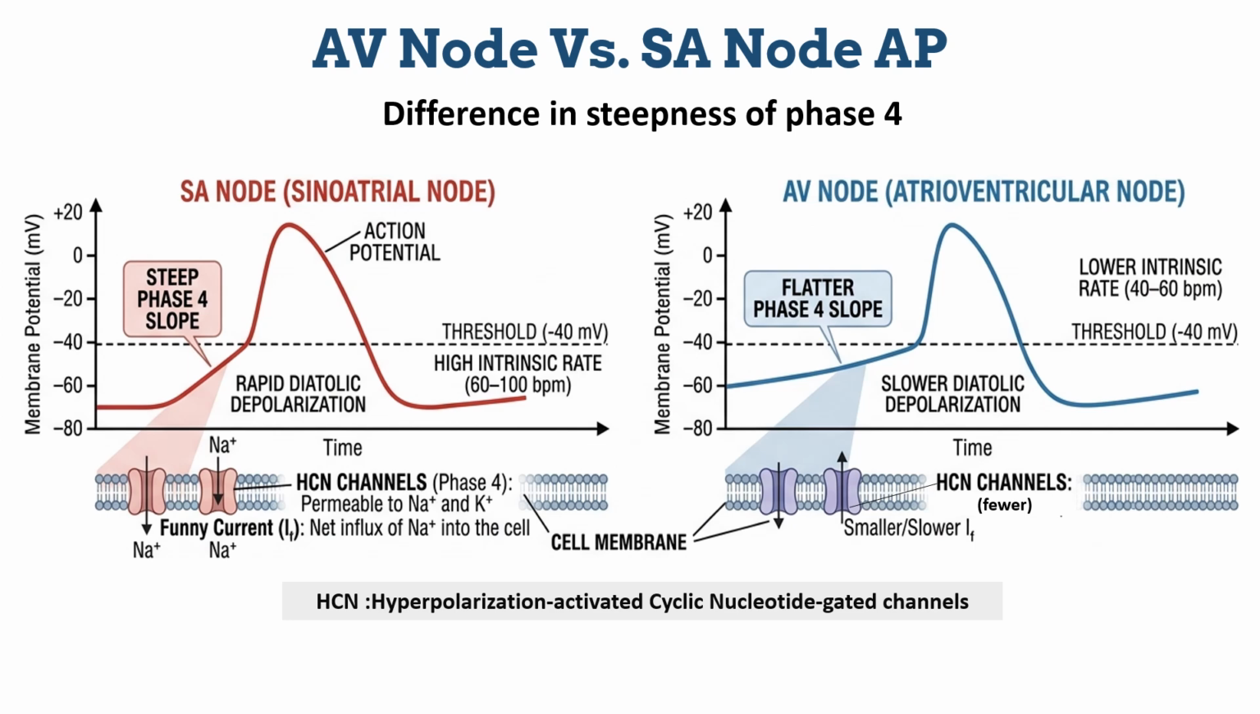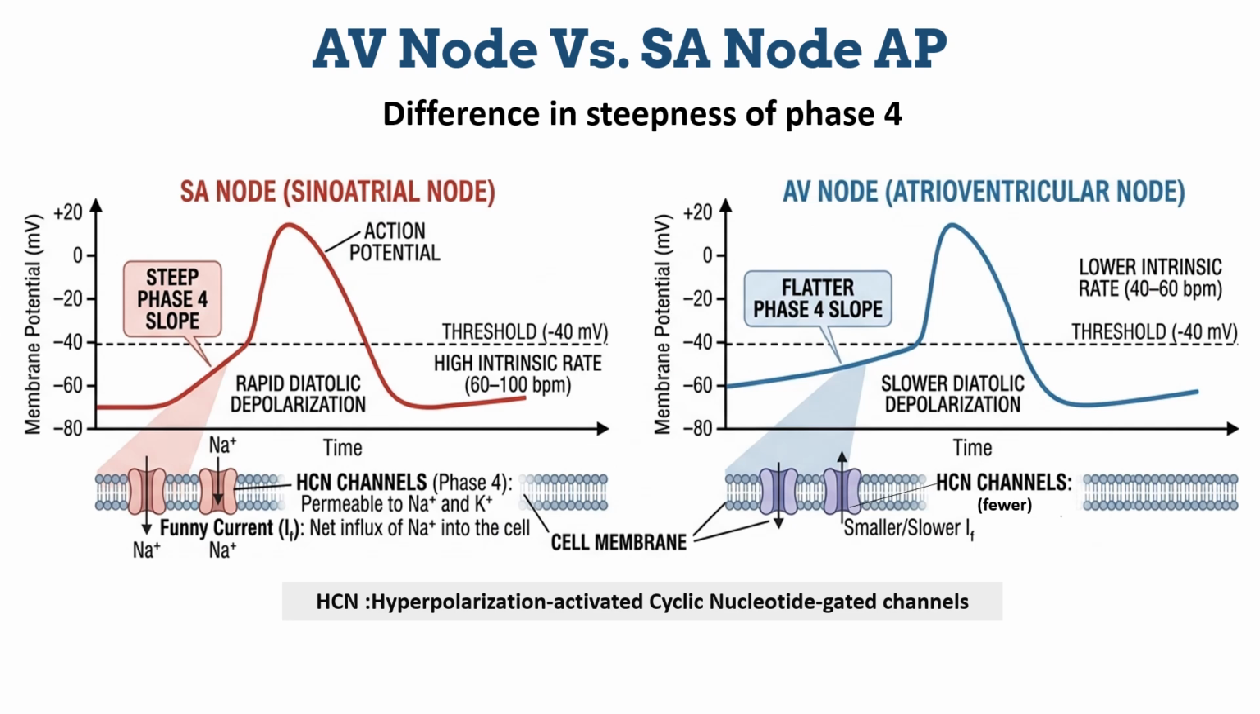The sinoatrial node has a steeper slope because it contains a higher concentration of hyperpolarization-activated cyclic nucleotide channels, creating a leaky membrane that allows rapid sodium influx. This shortens the time it takes to reach the depolarization threshold, so the node fires more rapidly with an intrinsic rate of 60 to 100 beats per minute.